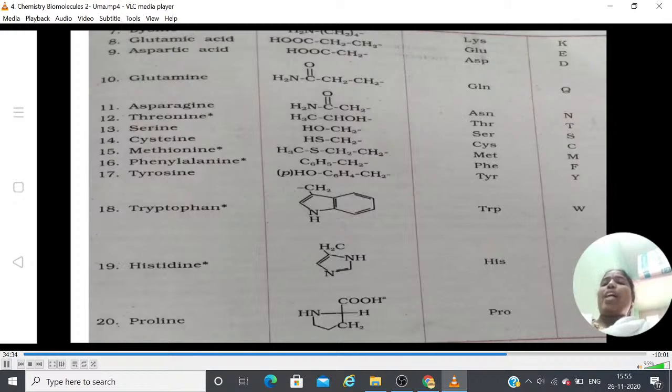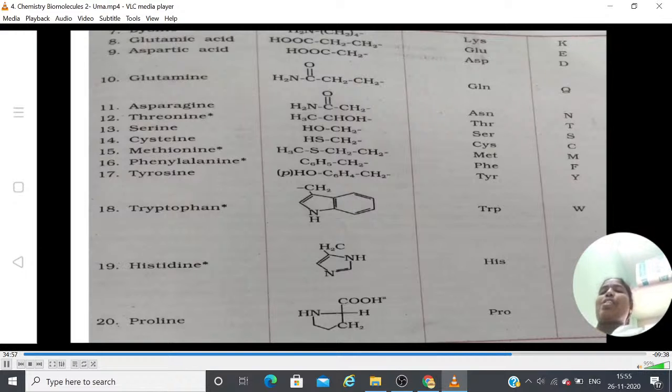Okay, next, tyrosine. Tyrosine is the next amino acid. In this amino acid, the alkyl group is OHC6H4CH2, with the OH group present in the para position. The 3 letter symbol is TYR, and the code letter is Y.